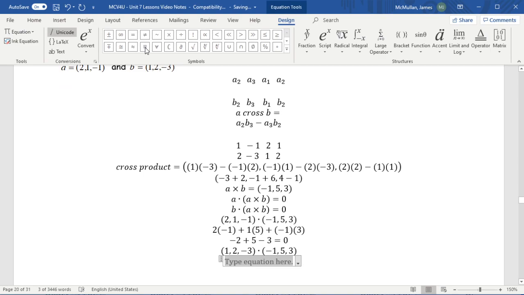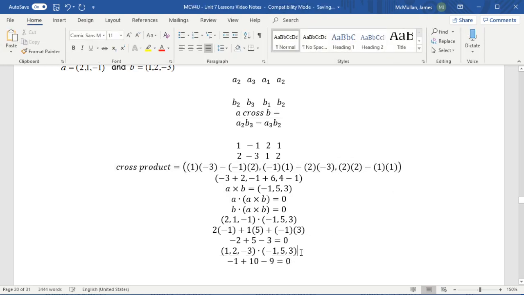What happens when we dot these together? 1 times negative 1 is negative 1, plus 2 times 5 is 10, plus 3 times negative 3 is negative 9. So we get 10 take away 10, which is also 0. So I know I did this right. The cross product here is negative 1, 5, and 3.